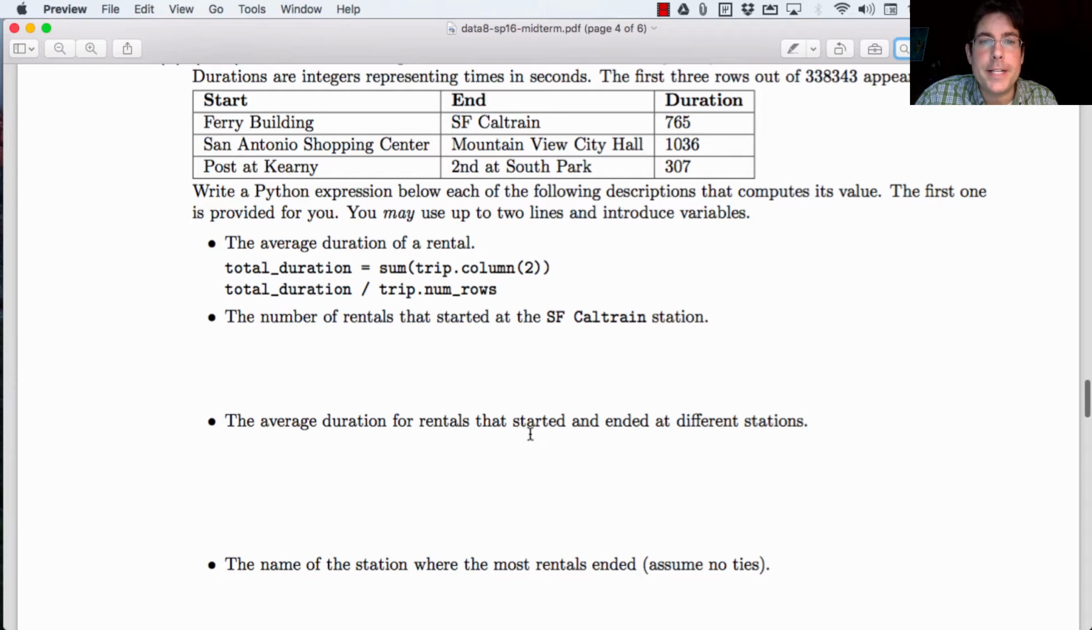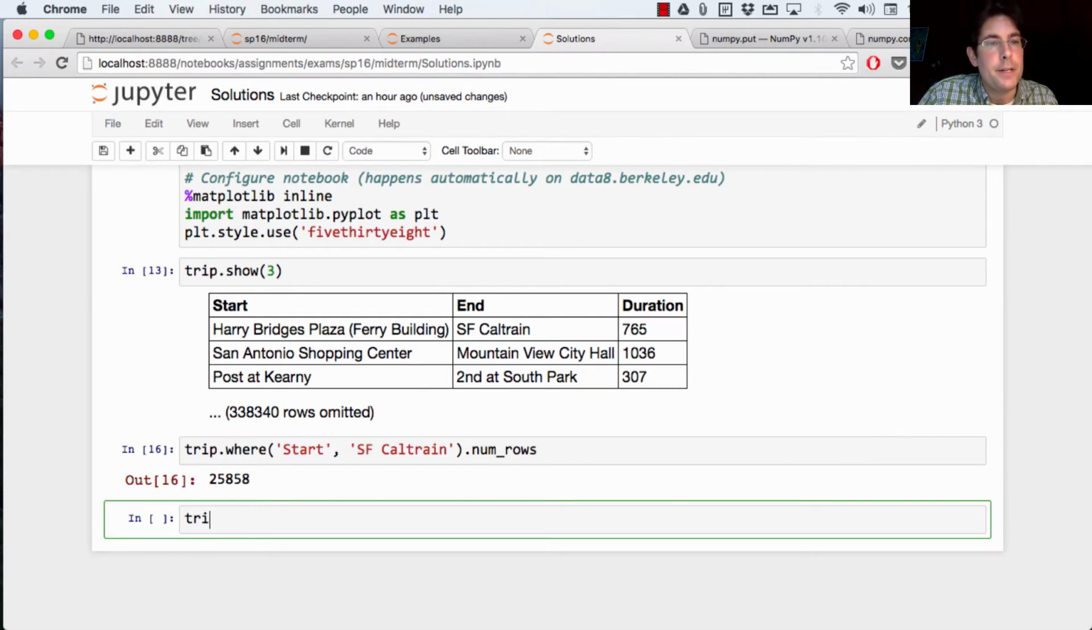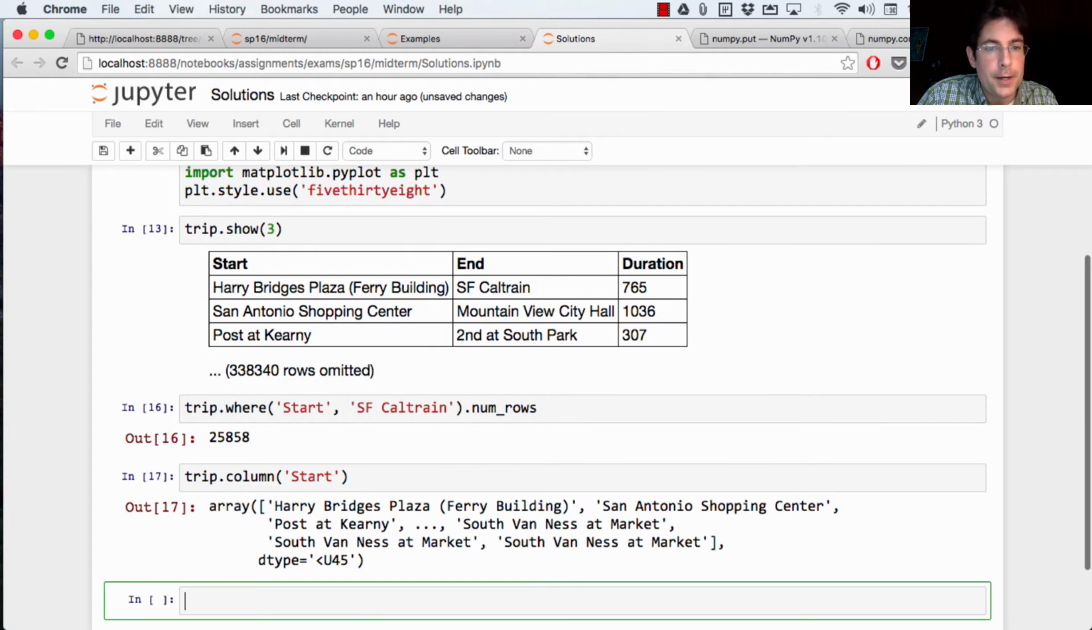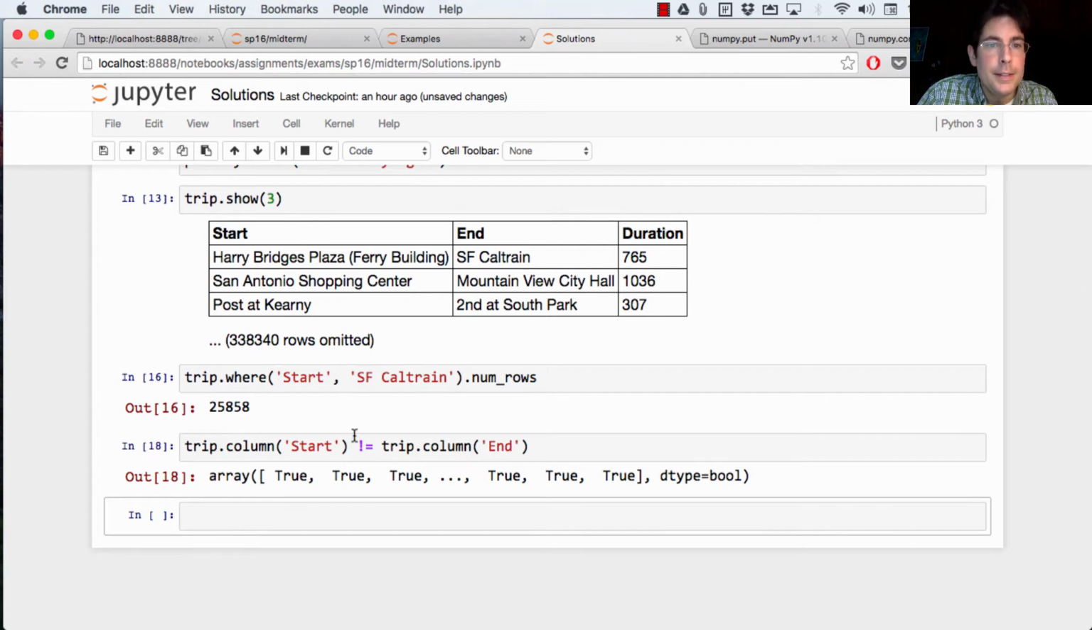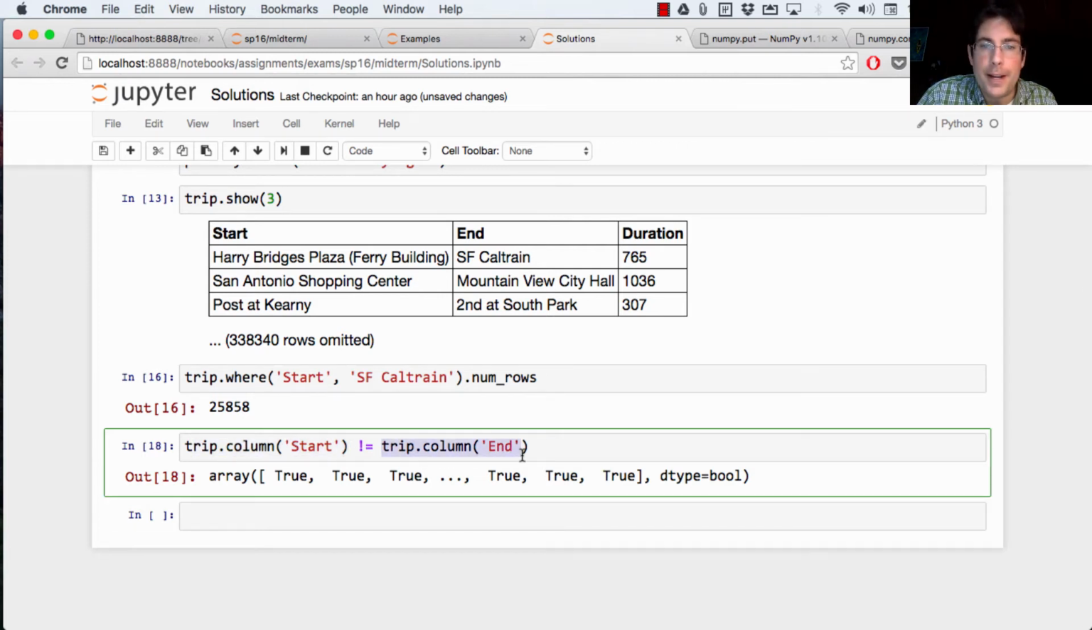Next was the average duration for rentals that started and ended at different stations. This question requires us to use the alternative form of where, where we say where and then we give an array of true or false values. Those true or false values are the result of calling column start and looking at where that's different from column end. So each of these is a big long array. And now we have true whenever the corresponding values in start and end are different.